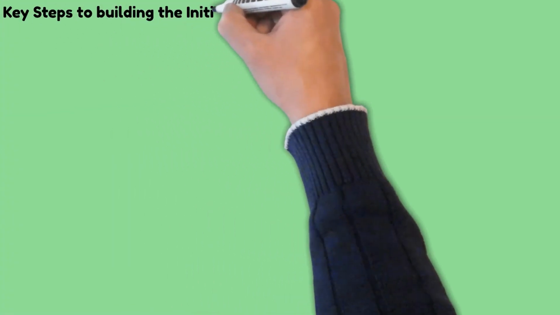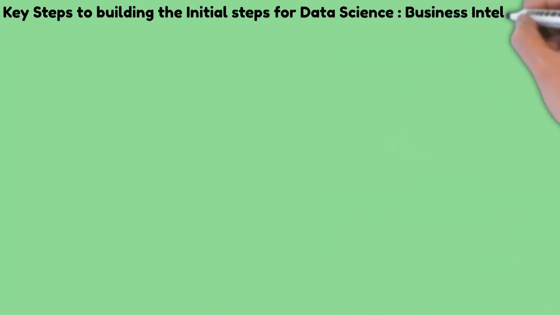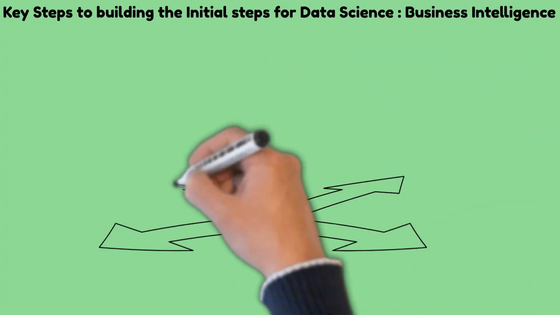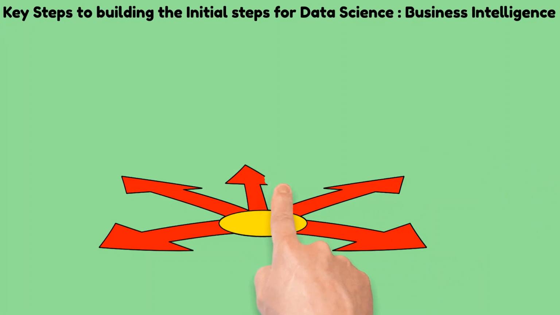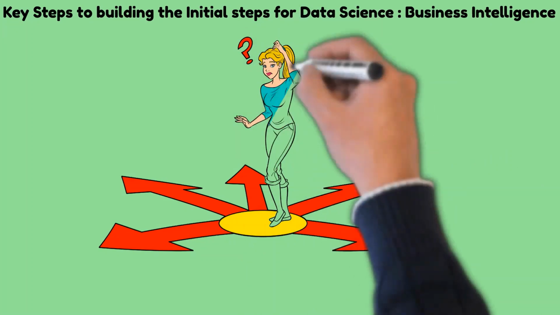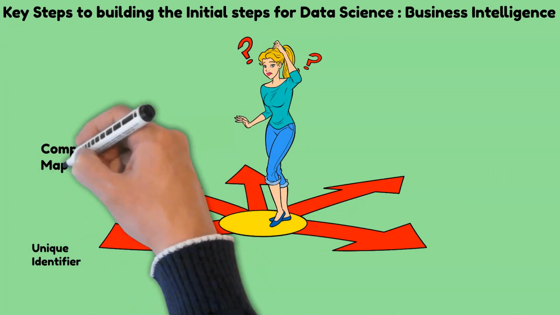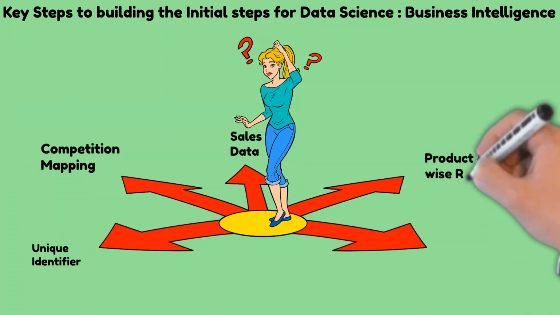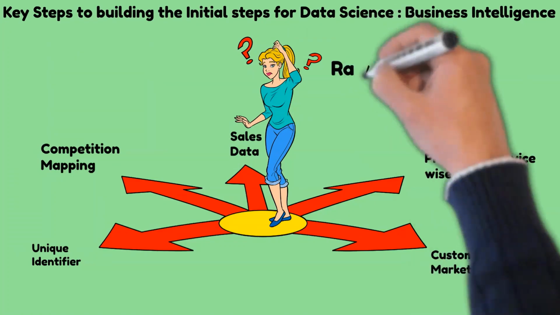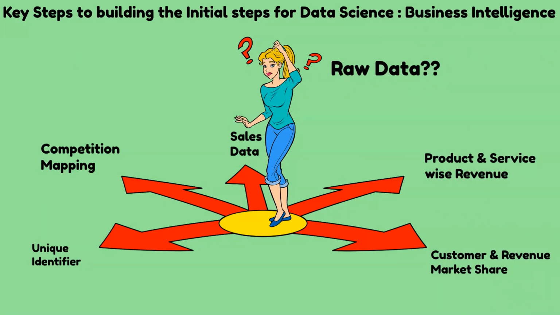Agatha was at a crossroads. So, what are the key steps to building the data science modeling and business intelligence? Now, if we need to help Agatha, there are certain things which she needs to start doing first. What is a unique identifier? What is competition mapping? What is sales data? What is product and service wise revenue? And what is customer market share and revenue market share? She was so confused. Don't worry, we have got you covered. We'll be seeing what it is in the next following slides.